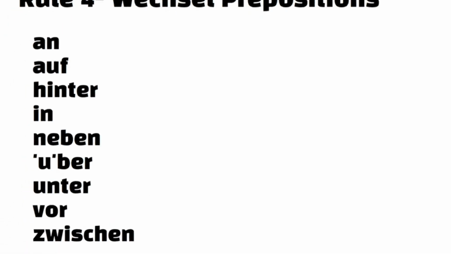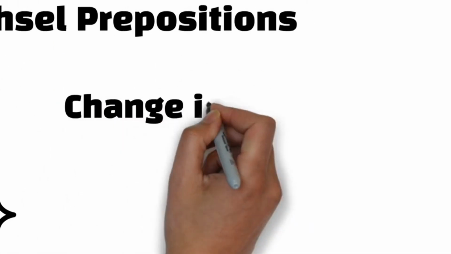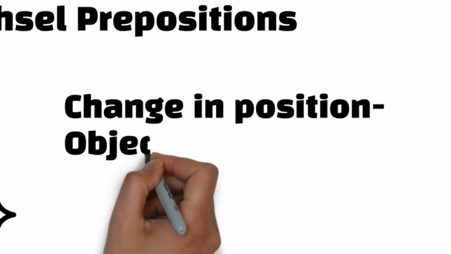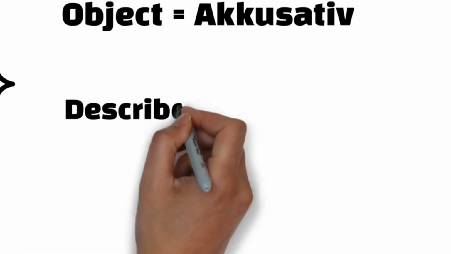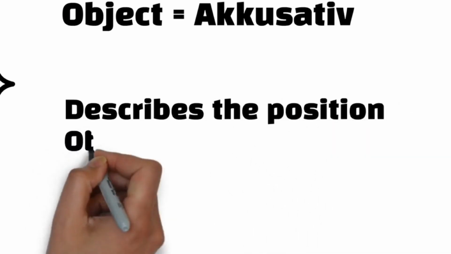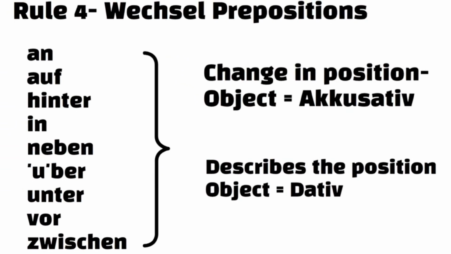So if we can justify that there is a change in position, then the object will be accusative, and if there is a description of position, the object will be dative. We will understand it better when we solve some examples.